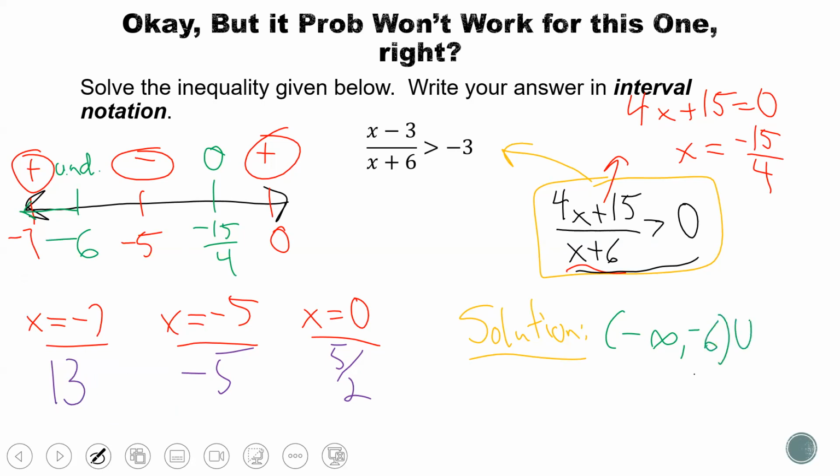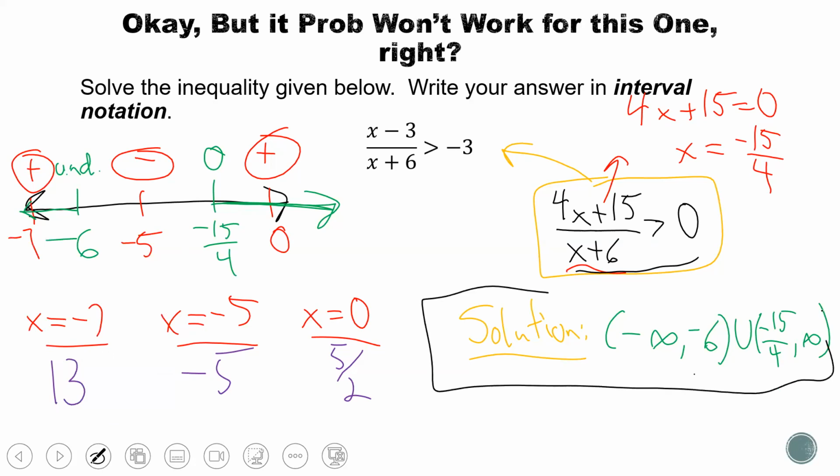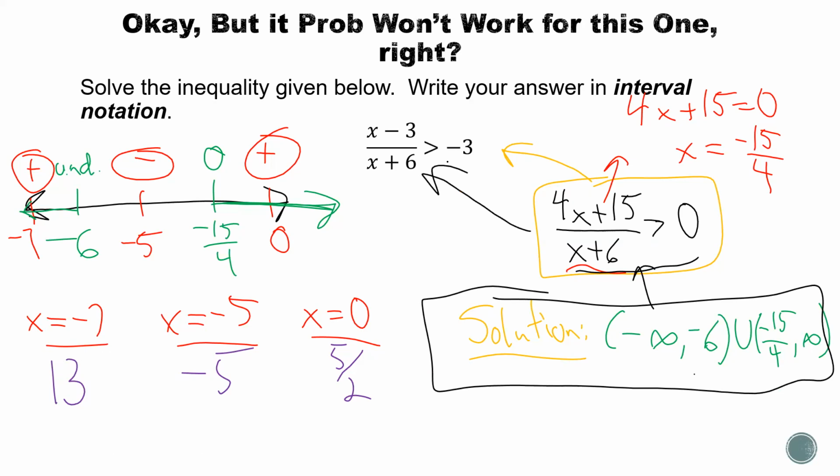And then we'll union that with the other place where the values are greater than 0, which would be bigger than negative 15/4, since they're positive. However, in this case, we would not include negative 15/4 since the expression is equal to 0 there, and we're looking where it's greater than 0. So we'd have negative 15/4 up to positive infinity. And again, since that solution solves this, it will also solve the original inequality that we started with.